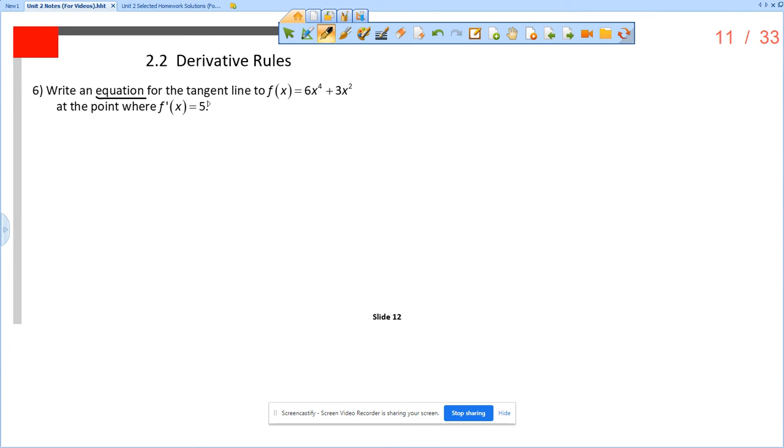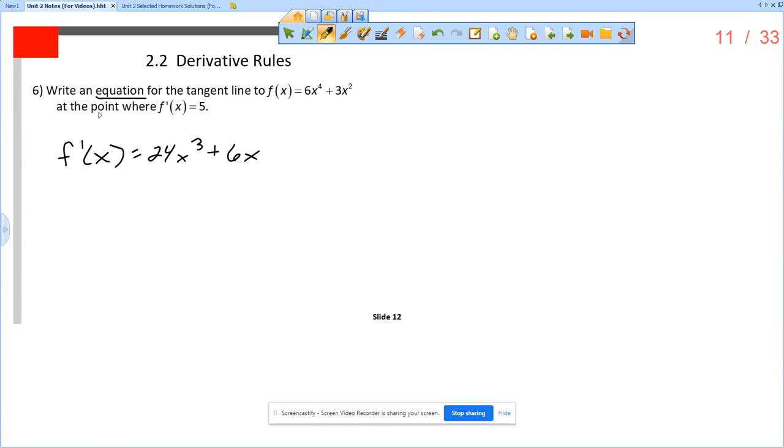All right, now similarly on slide number 12, it says now write an equation for the tangent line to f of x at the point where f prime is equal to 5. All right, so what do I need to know? Well, first of all, I need to find f prime. So derivative of 6x to the 4th, that'd be 24x cubed, plus the derivative of 3x squared, which is 6x, right?